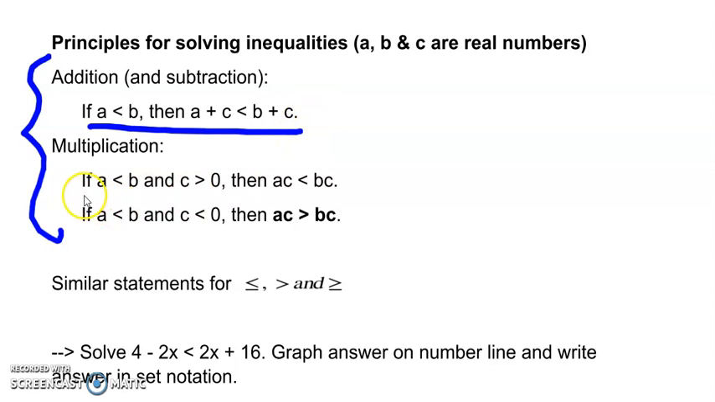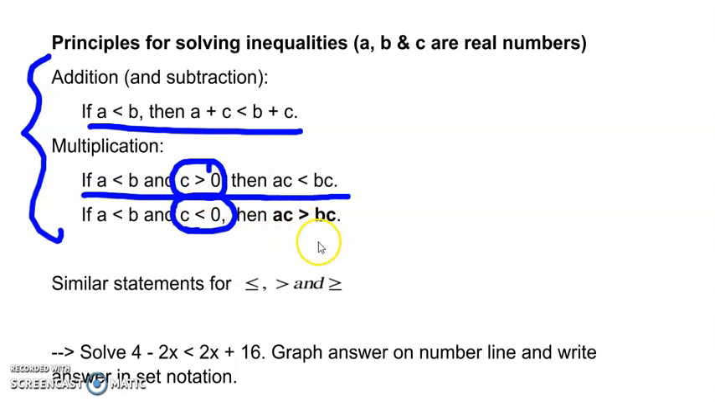You can multiply both sides of an inequality by a positive number. Notice C here is positive. So if we multiply both sides by 2, the inequality is still true. If we multiply both sides by 19, the inequality is still true. But look at this last one. If we multiply by a negative number, what happens?